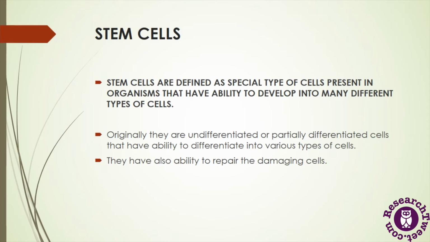Originally they do not have a specific role. As we discussed earlier, there are different types of cells which are differentiated according to their roles, and of course they have different characteristic features and structures according to their specific role. But stem cells are originally not differentiated, and they are considered undifferentiated or partially differentiated cells. But they have the ability to differentiate into various types of cells, and they also have the ability to repair damaged cells in our body.